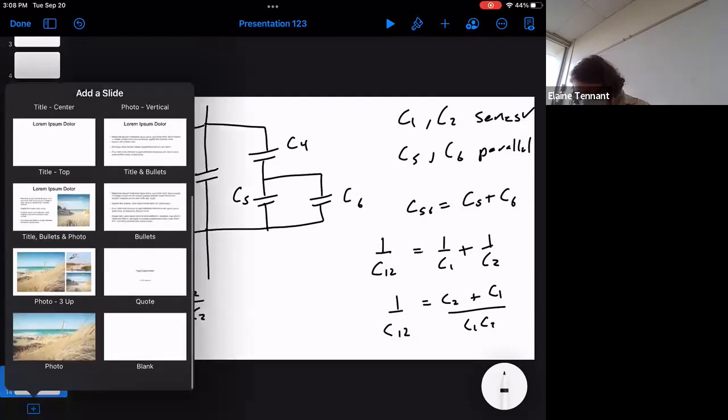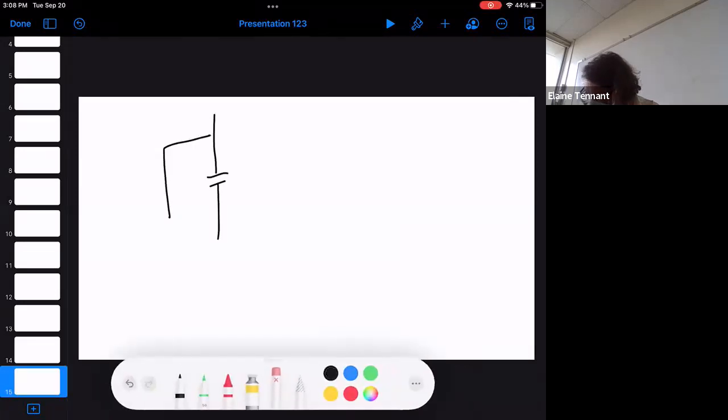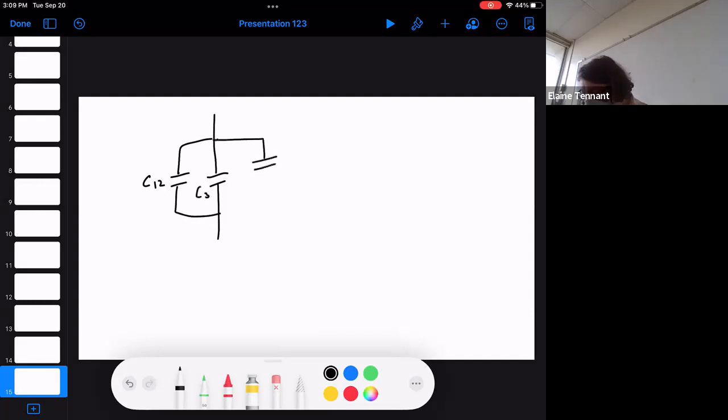So let's redraw this now, where I still have C3, but instead of C1 and C2, I just have their complete equivalent. This capacitor acts completely like C1 and C2 would if you put them in here in series. And then I have C4 over here and C5,6 right there. Does that make sense? Okay, now looking at this, can we say anything is in series now? C4 and C5,6.